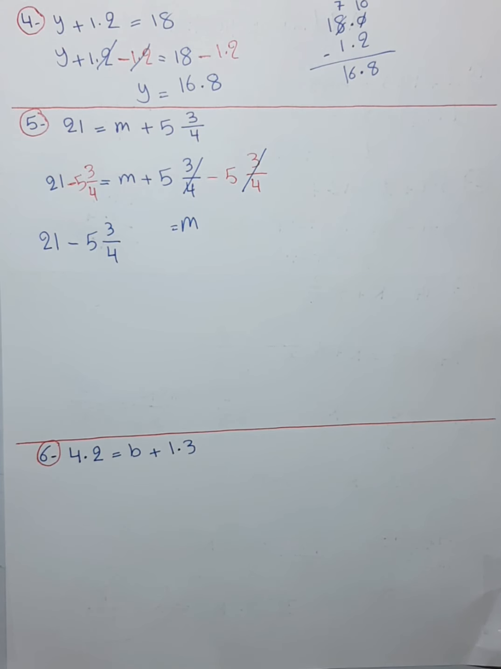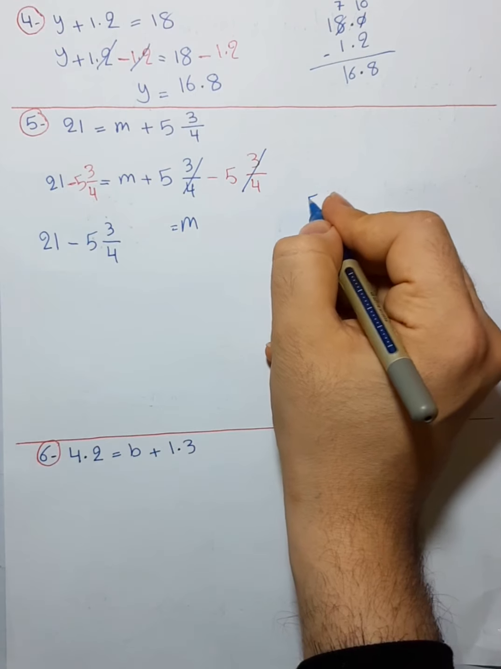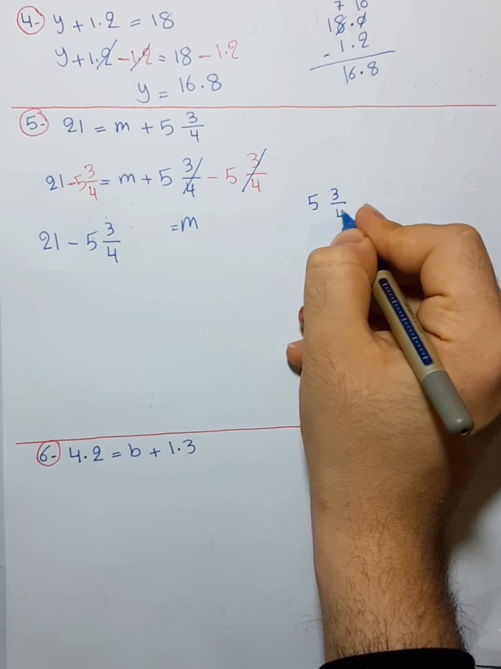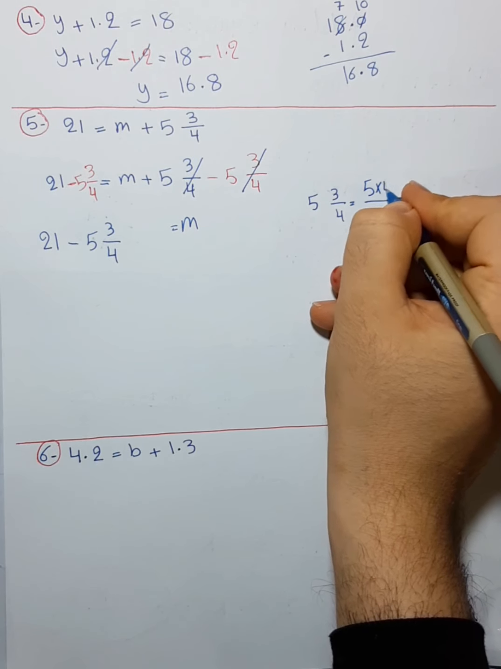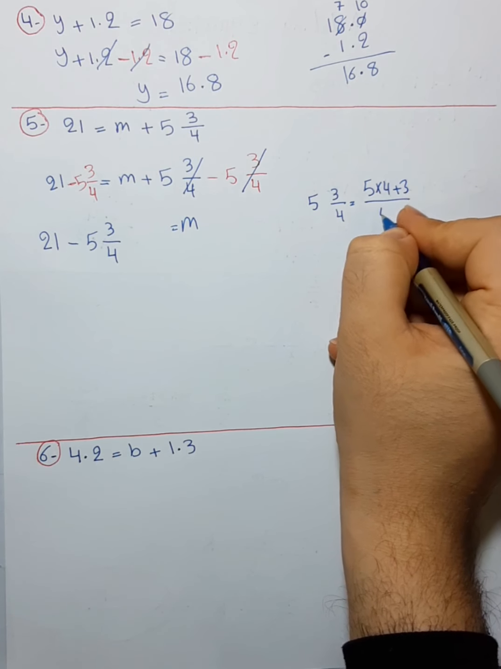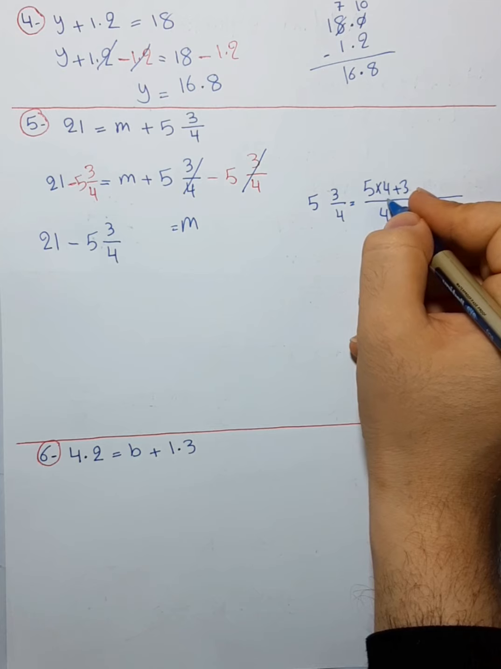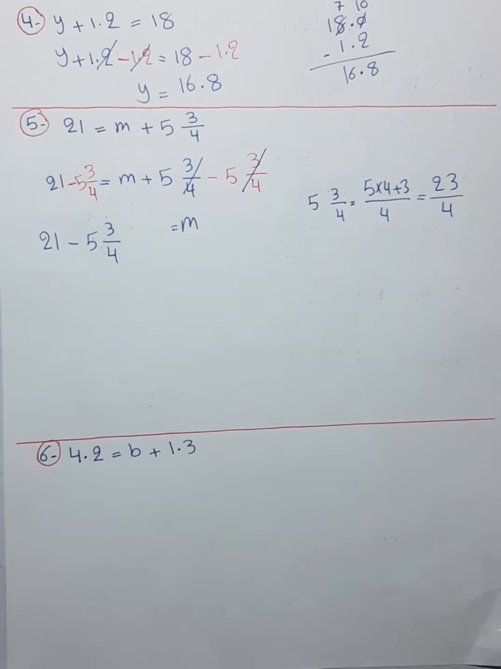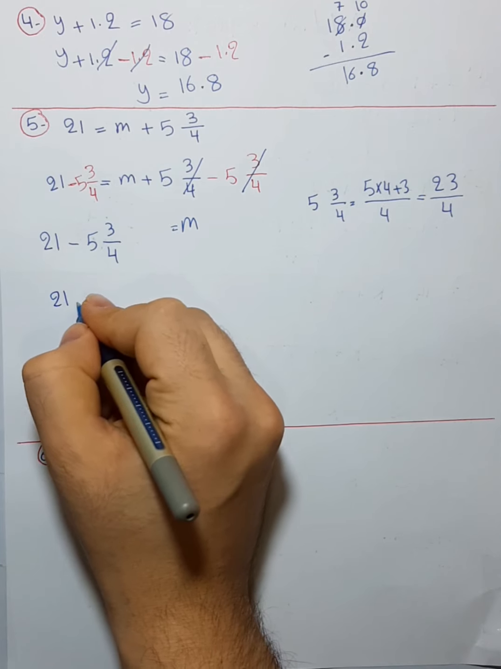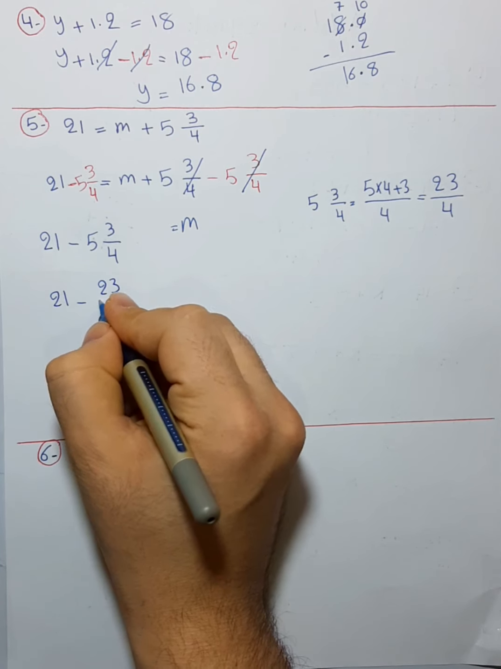First, you have to change this mixed number to a fraction by this rule. 5 and 3 out of 4 equal to 5 times 4 plus 3 out of 4, equal to 20 plus 3, 23 out of 4. So 21 minus 23 out of 4.